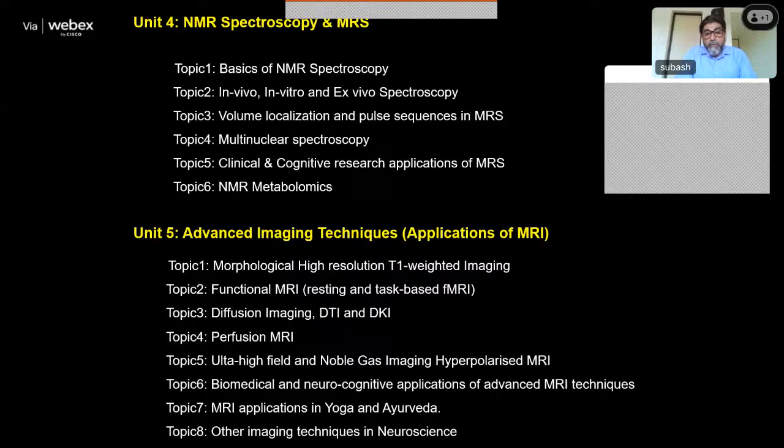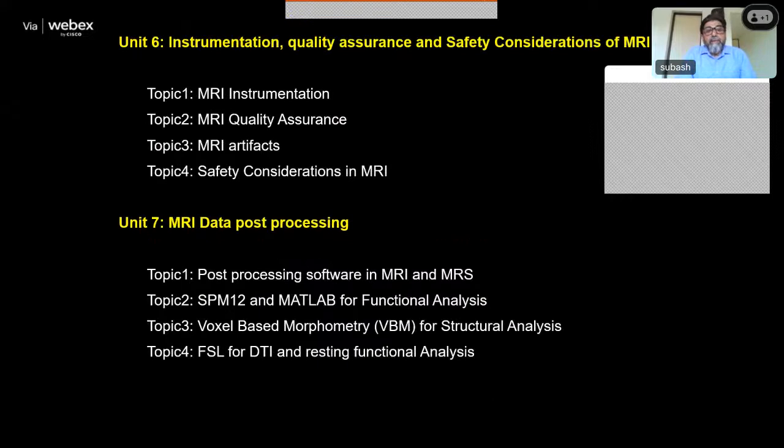Then MRI application in yoga and Ayurveda. And then we'll also have some applications in neuropsychiatric and neuroendocrine disorders. And then we'll also, in brief, discuss imaging techniques in neuroscience. What are the other imaging techniques? Then we will have unit 6 on MRI instrumentation, MRI quality assurance, MRI artifacts, and safety considerations in MRI. And then we'll briefly talk about some of the softwares which are widely used for the processing of MRI and MRS data. And this is in tune with your syllabi which you had given me. So this will cover all the topics what you had mentioned in the syllabus for this course.